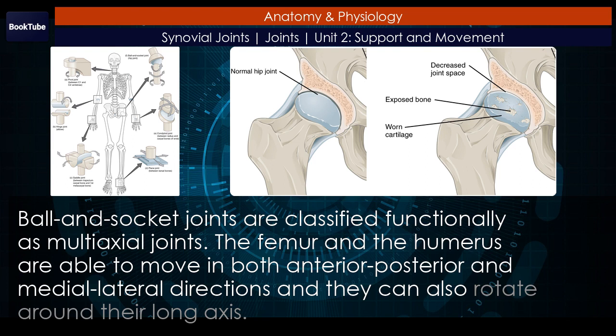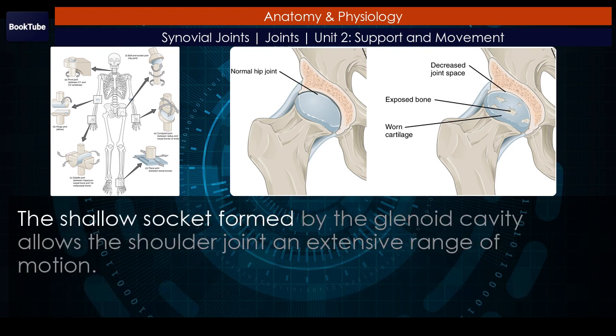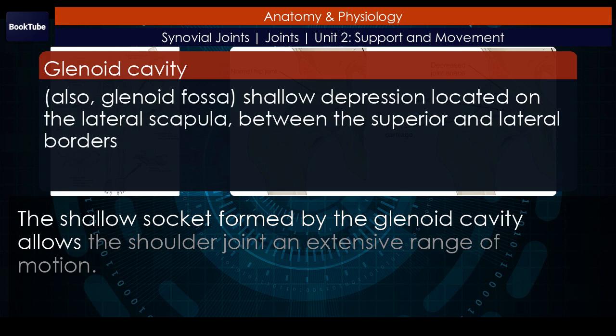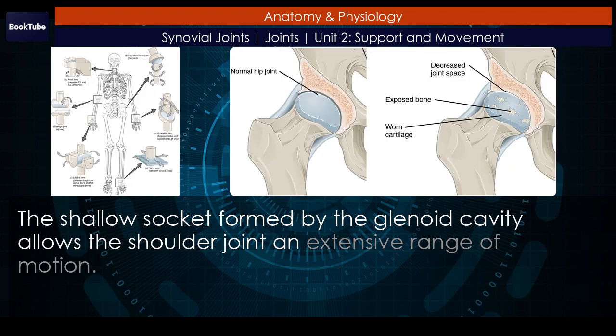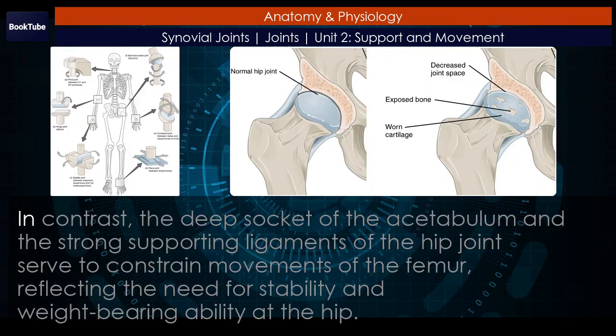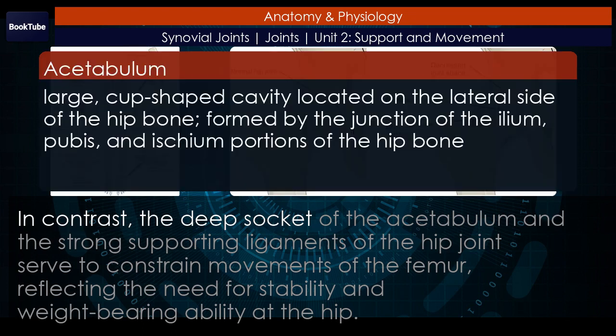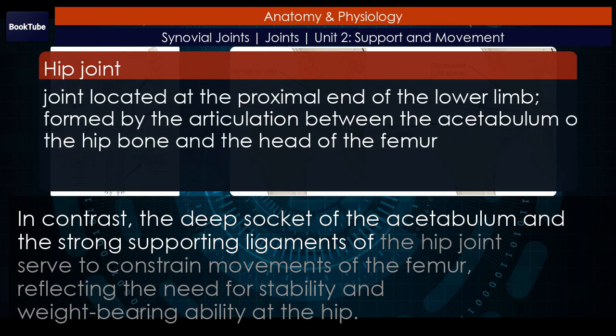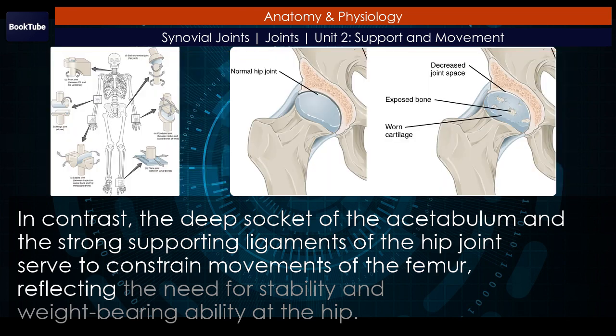And they can also rotate around their long axis. The shallow socket formed by the glenoid cavity allows the shoulder joint an extensive range of motion. In contrast, the deep socket of the acetabulum and the strong supporting ligaments of the hip joint serve to constrain movements of the femur, reflecting the need for stability and weight-bearing ability at the hip.